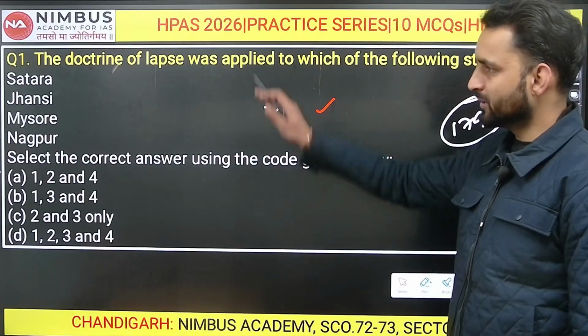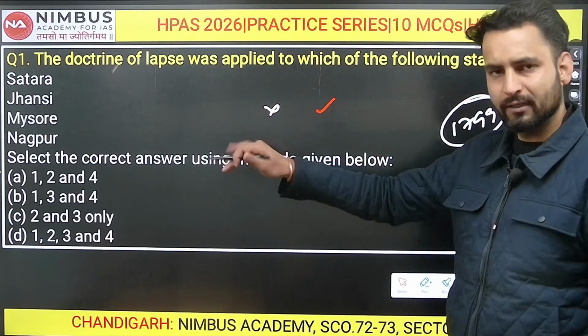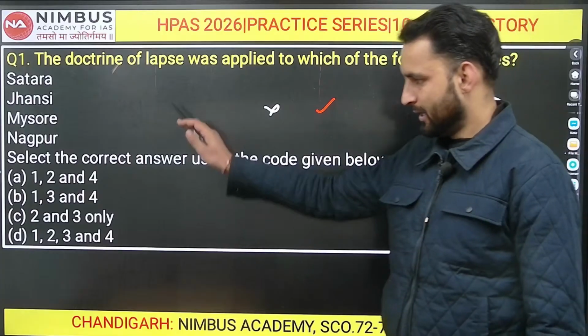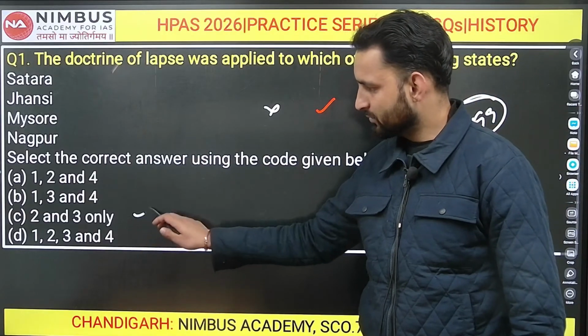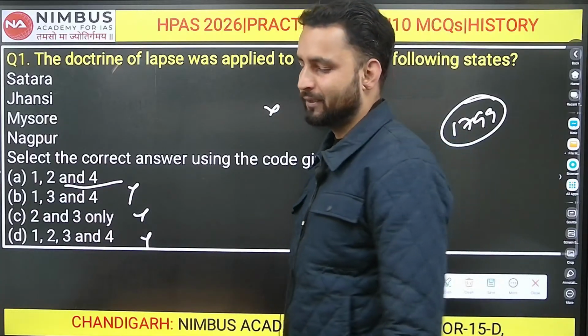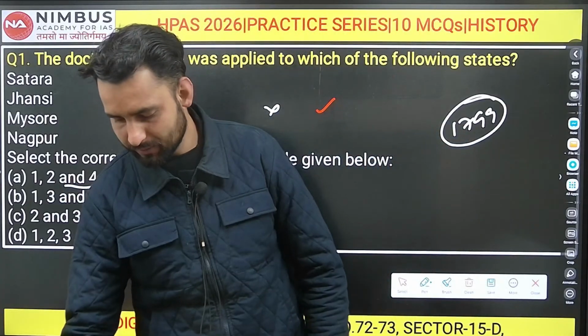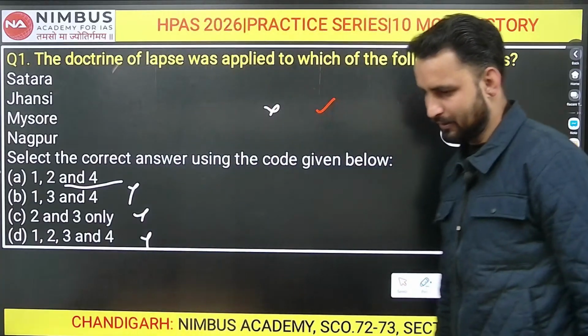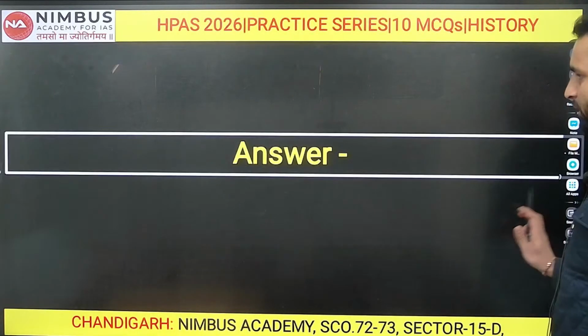Other than Mysore, Satara, Jhansi, or otherwise you can also eliminate the options as well. If we eliminate Mysore from here, so this is 3, this is 3, this is 3. The only option that you are left with is 1, 2 and 4. Option number A will be the right answer. Most of you have given the same answer. Okay, we will move on to our next question.